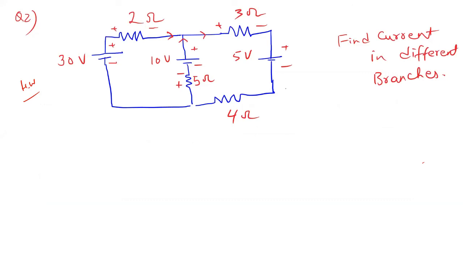Sir, can I get the homework question once again? I was not able to note it. Yeah, it is on the screen. Oh, this is it. Okay, sir. Yeah, you have three voltage sources: 30 volt, 10 volt, and 5 volt. And then you can see that there are resistors 2 ohms, 3 ohms, and 4 ohms. And you have to find the value of currents in each of the branches. Okay, sir. Thank you, sir.